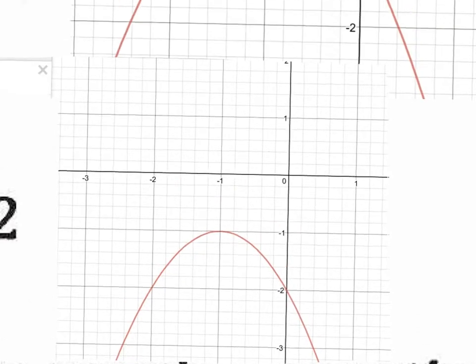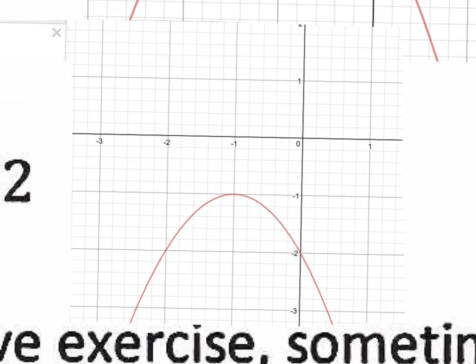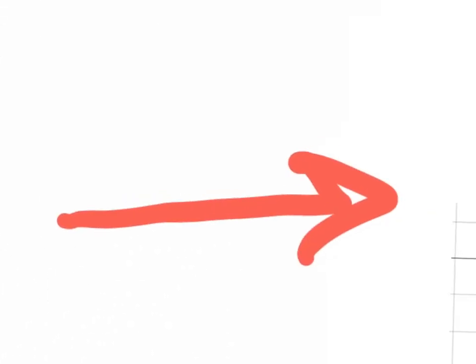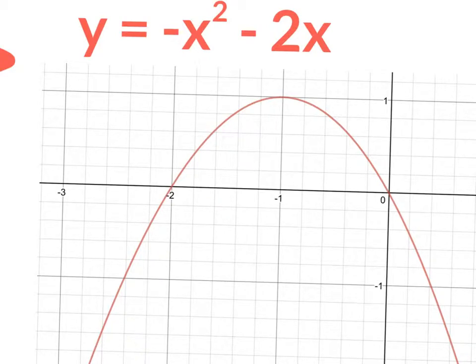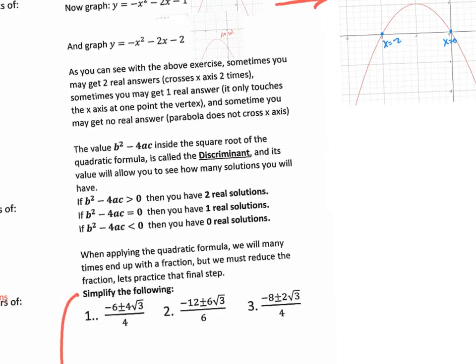So sometimes you get one answer, like right there, the answer is x equals -1. Sometimes you get no solution. This is an example of no solution. And sometimes you actually graph it, and it does cross at 2 locations. So that would tell you that it actually has 2 real answers, x equals -2 and x equals 0. Okay, so you could use a graphing calculator to solve quadratic equations.